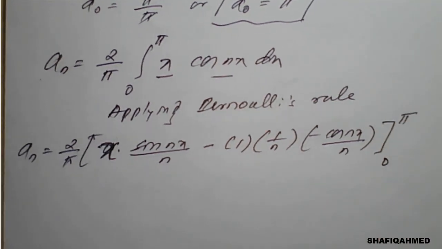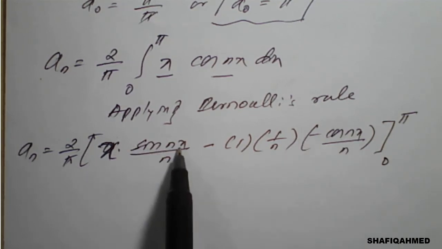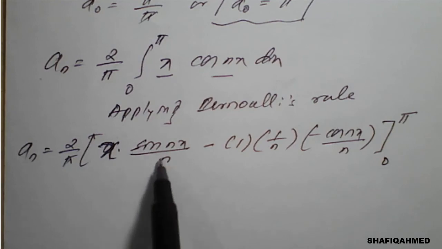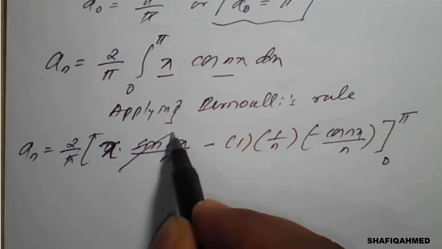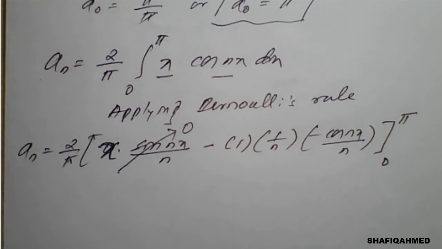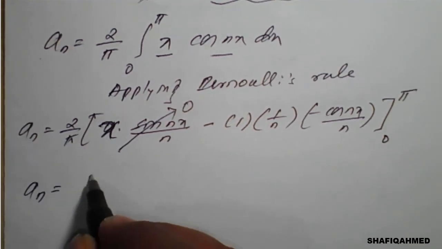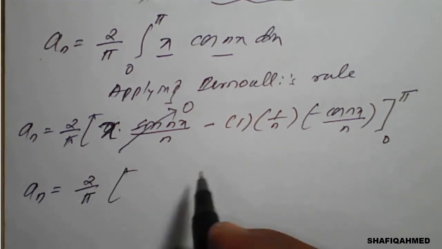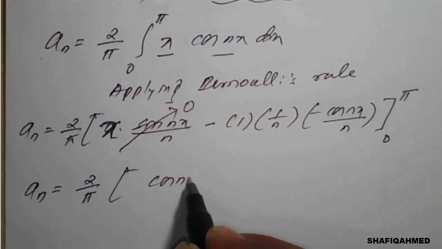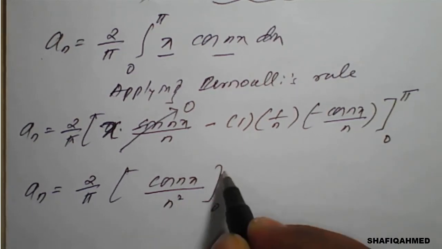Once we apply the upper limit for the sine function, replacing x by pi, it becomes sine n pi, and sine n pi is 0. If you replace the lower limit, sine of 0 is 0. So if you apply upper and lower limit, this vanishes directly. The left part I will rearrange first, then we'll apply the limit. So an is equal to 2 upon pi as it is. Minus minus plus. So we have left inside cos of nx divided by n into n, which is n square, from 0 to pi.